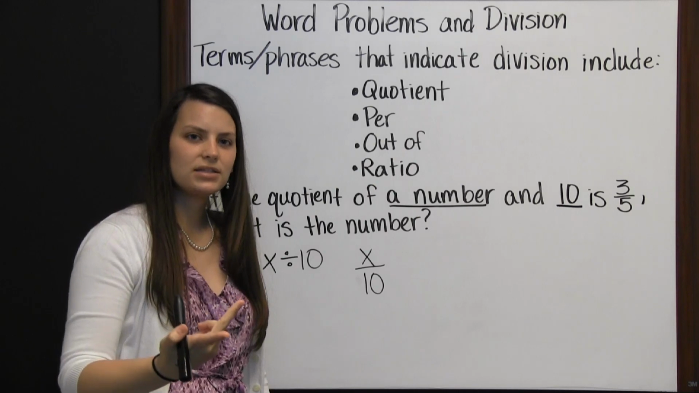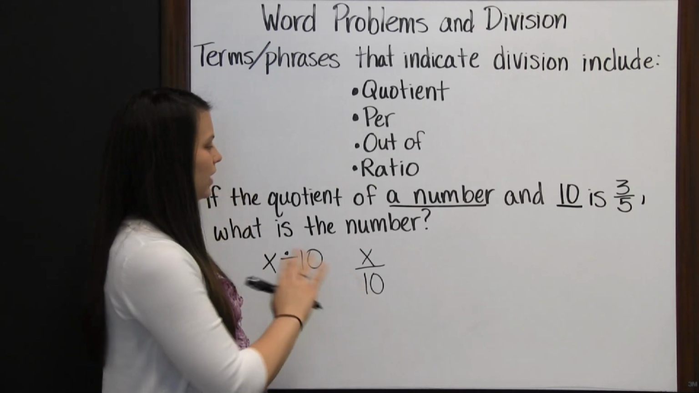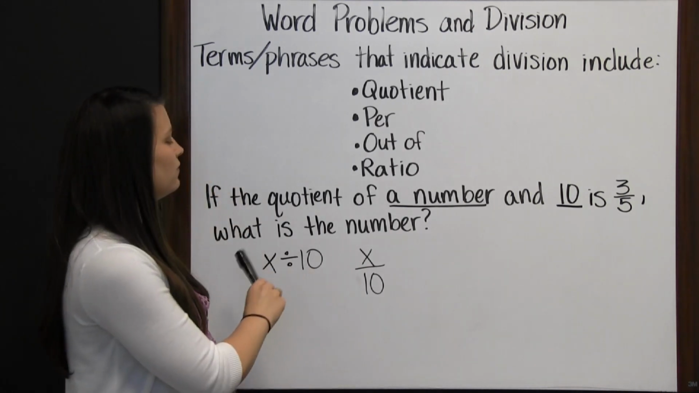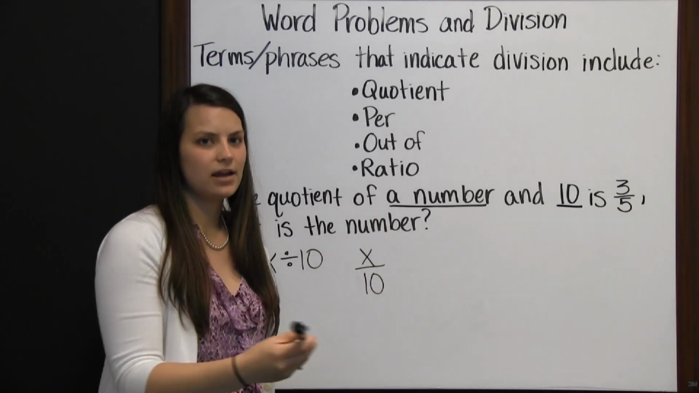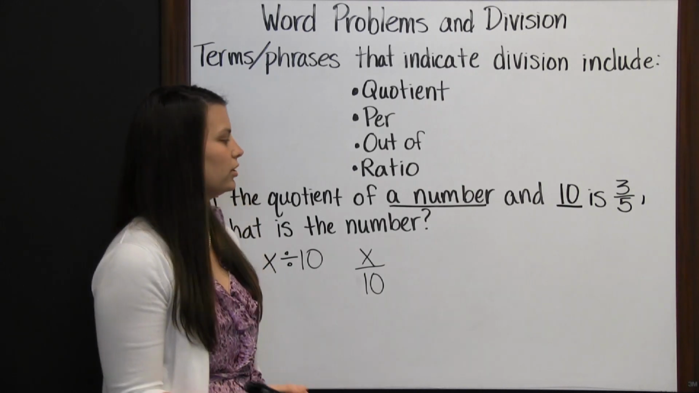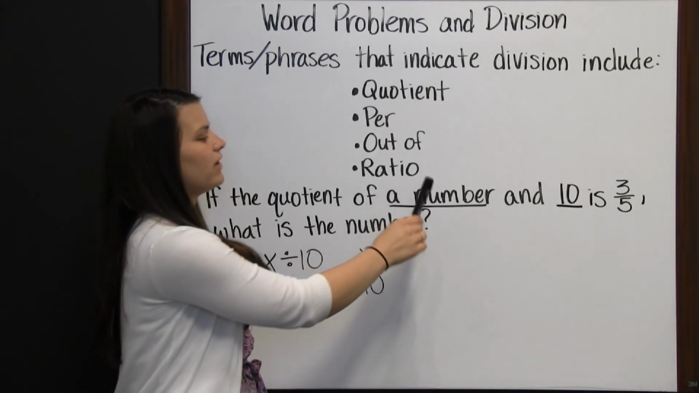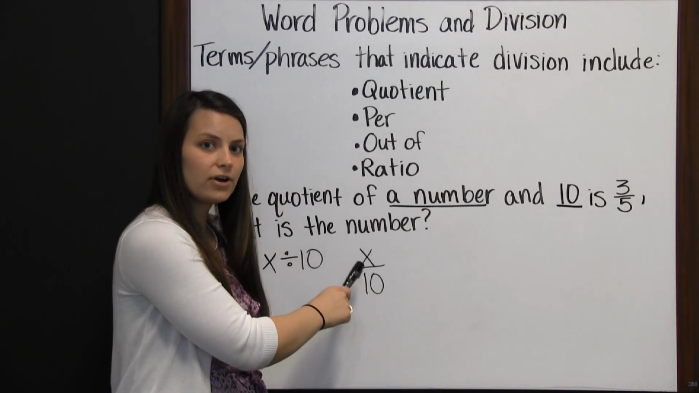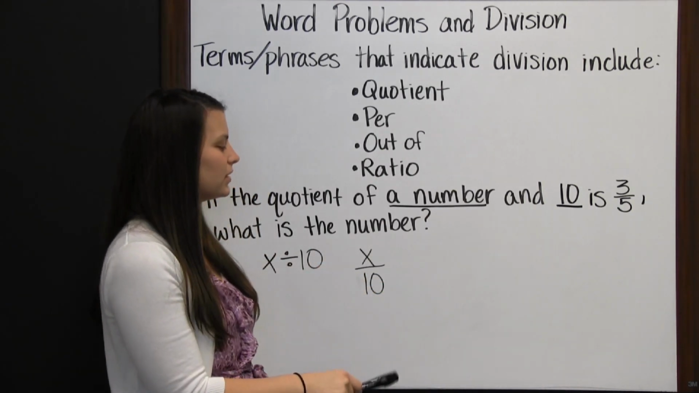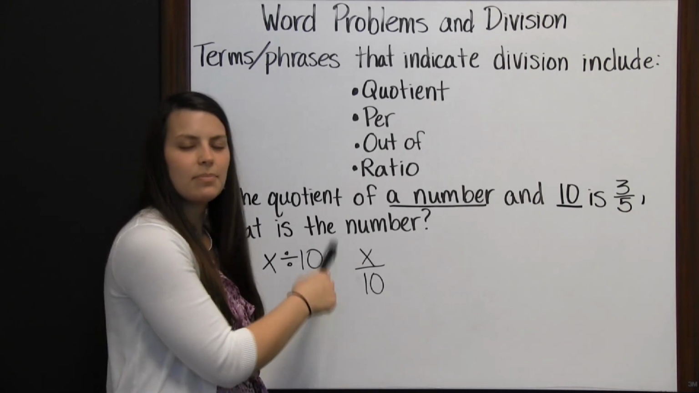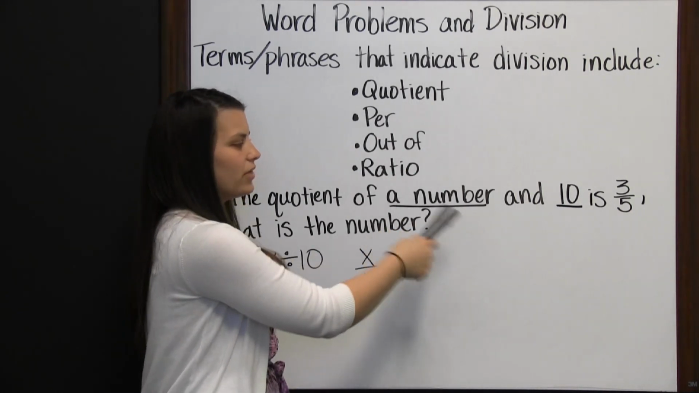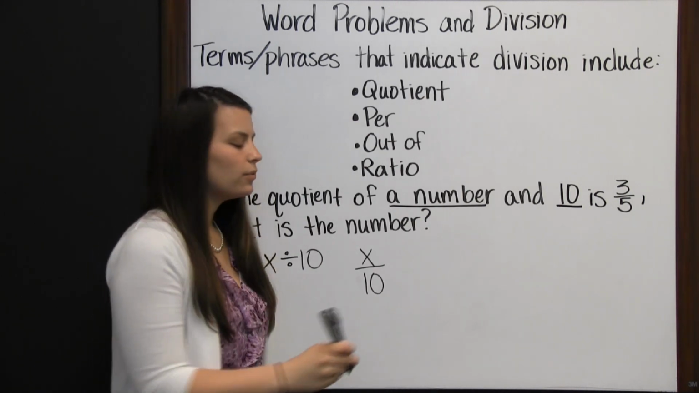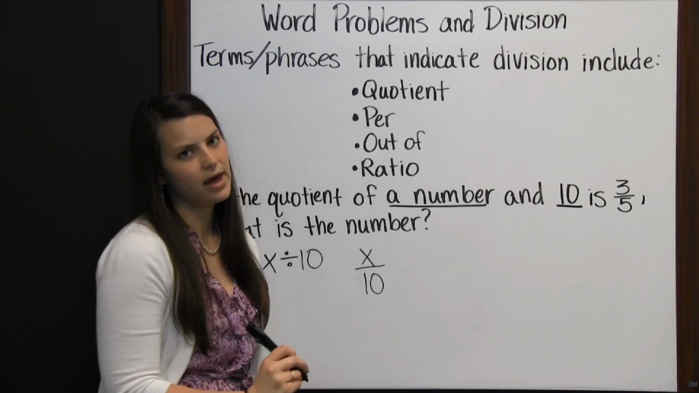If we reverse it to do 10 divided by x, then that is not what is written here in this problem. That would be if the quotient of 10 and a number. So order is very important. Since it was written if the quotient of a number and 10, then we must have that number first divided by 10. And you'll see here that I put an x because we don't know that number. It just said a number. So when we don't know a number, we use a variable in place of that.